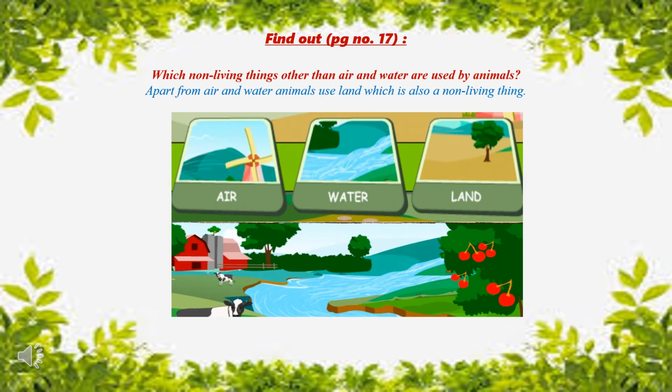On page 70, we can find a similar question in the find out column. Which non-living things other than air and water are used by animals? So the answer is the same. Apart from air and water, animals use land, which is also a non-living thing. Got it? Okay.